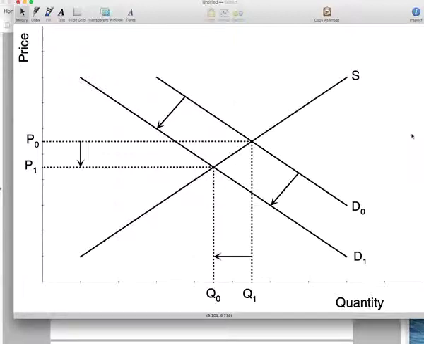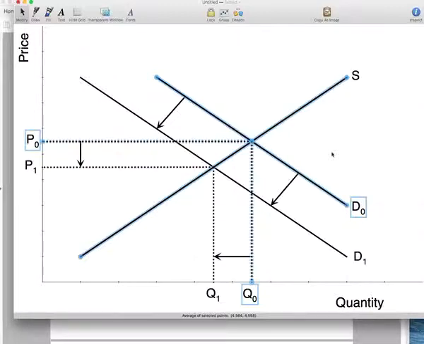So we have the original equilibrium price, P0. Let me fix this. The original equilibrium occurs where the original supply curve intersects the original demand curve, and that gives us our equilibrium price and our equilibrium quantity. When we have an increase in income for an inferior good, there's an inverse relationship between the demand for an inferior good and income.